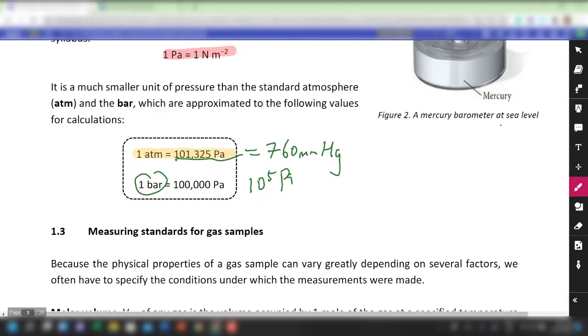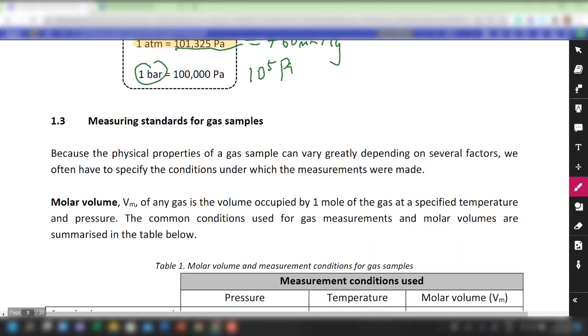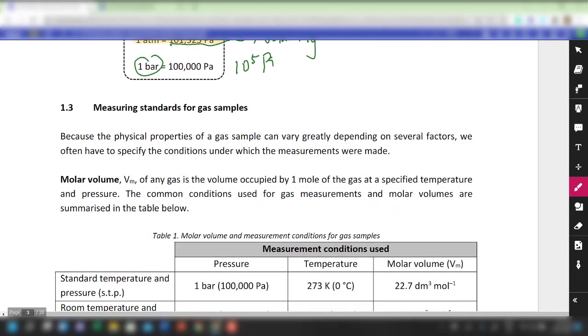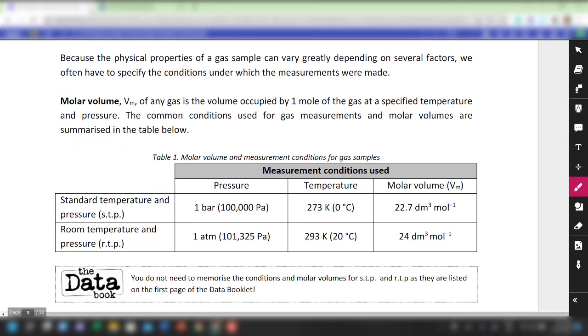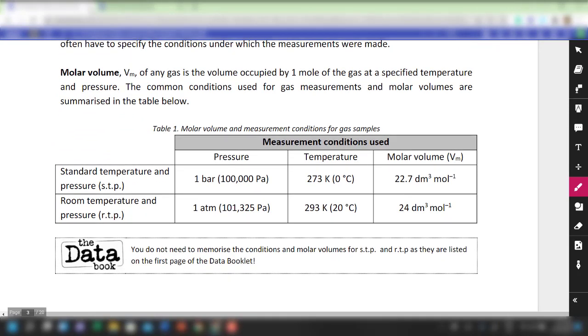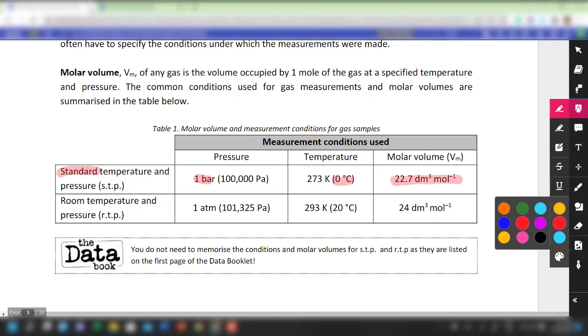Later on below there are measuring standards for gas samples. You are supposed to know two standards. One is standard temperature and pressure. Do take note of the spelling: standard temperature and pressure. This is referring to 0 degrees Celsius and 1 bar, and molar volume is defined as 22.7 dm cube per mole.